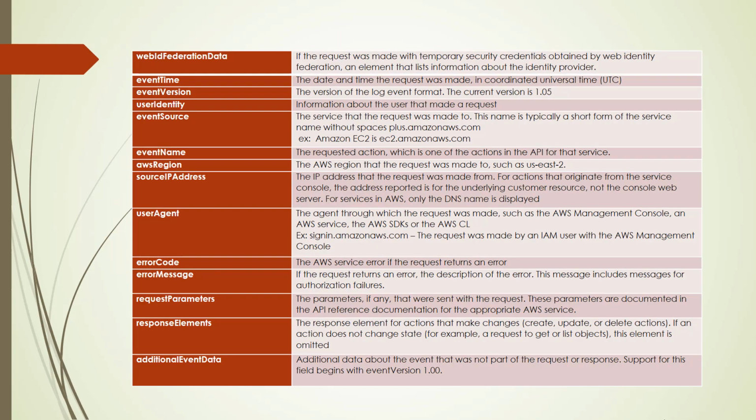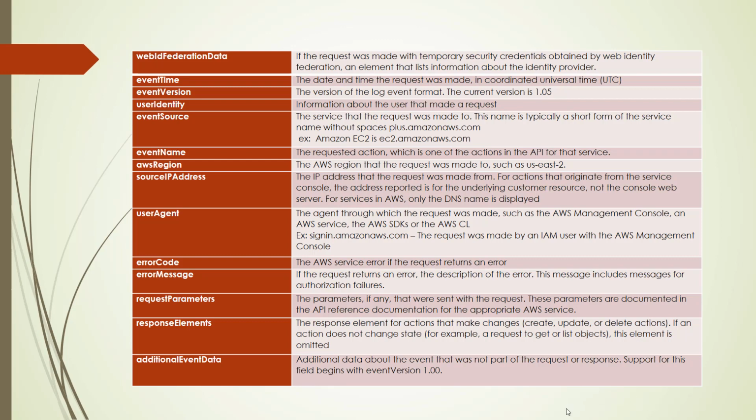Coming to the next type of fields. So these fields are CloudTrail record contents. The body of the record contains fields that help you to determine the request action as well as when and where the request was made.